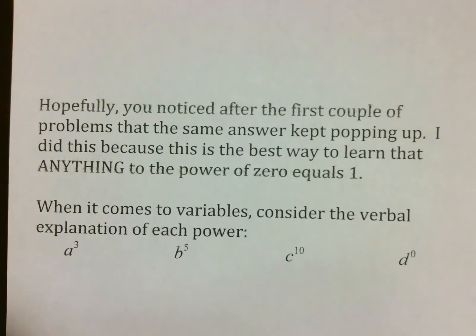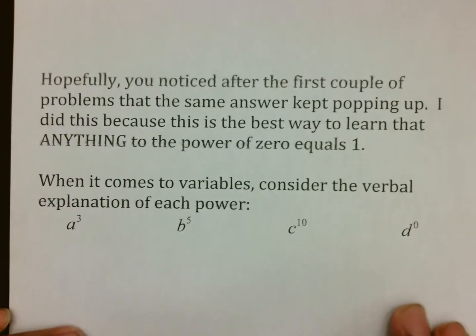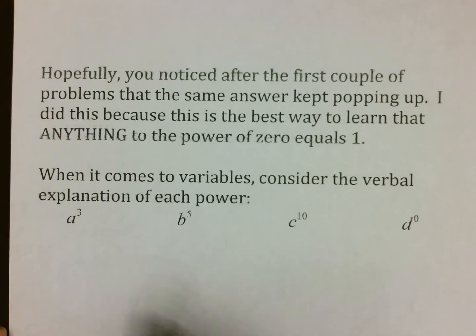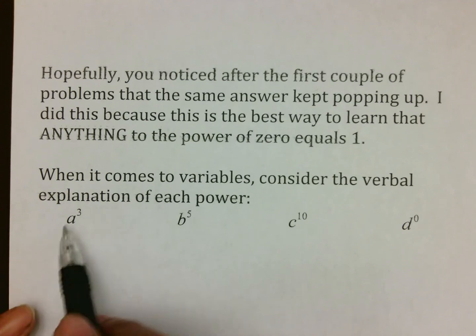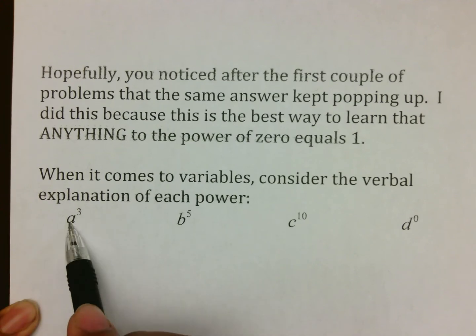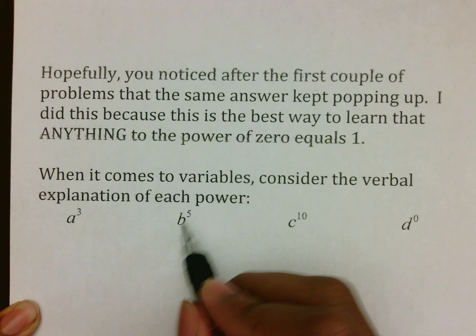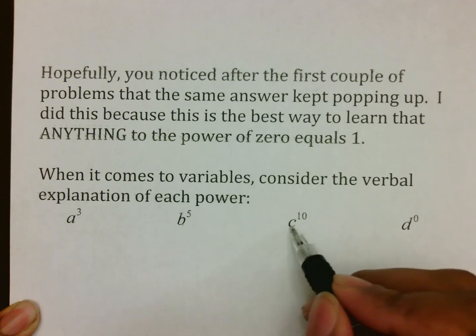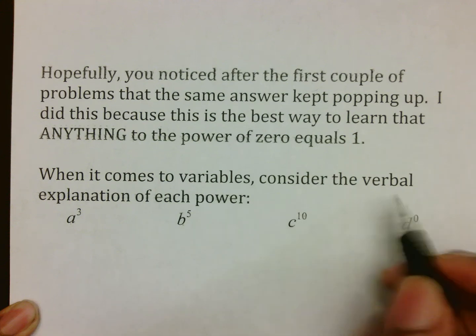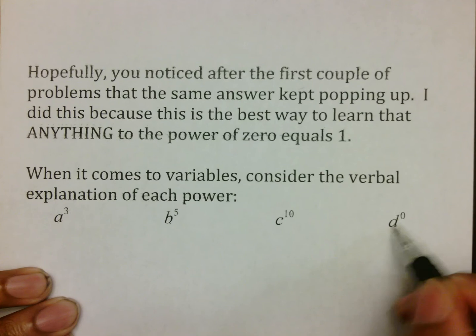So again, the 0 power property is very important. When it comes to variables, just think about the verbal explanation of each power. A to the 3rd means I have 3 A's, right? B to the 5th means I have 5 B's. C to the 10th means I have 10 C's. So therefore, D to the 0 means I have 0 D's.